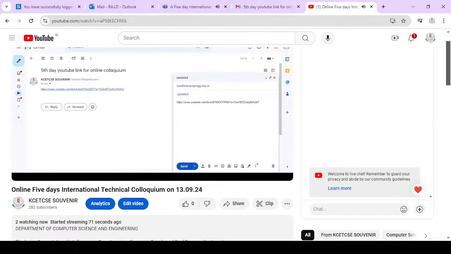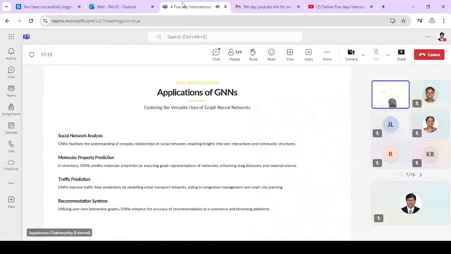We can also use this type of GNNs in chemistry to predict molecular properties by analyzing graph representations of molecules, enhancing drug discovery and material science. Traffic prediction: what will be the traffic load on the road after 1 hour or after 2 hours, whether it is good to travel through the road, we can plan based on it. So GNNs improve traffic flow prediction by modeling urban transport networks, aiding in congestion management and smart city planning.